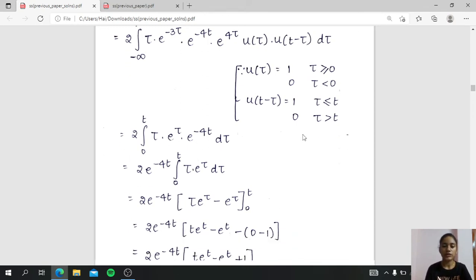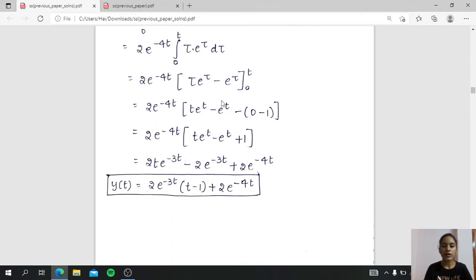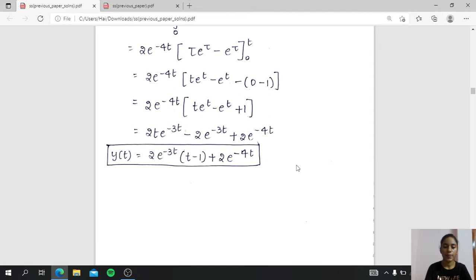You'll obtain this. Here e power minus 4t is not a function of tau, so take it out and perform integration on this function. On applying the upper and the lower limits, you'll get this equation, which is your y of t.